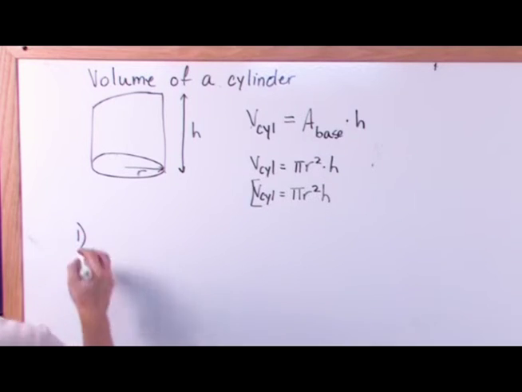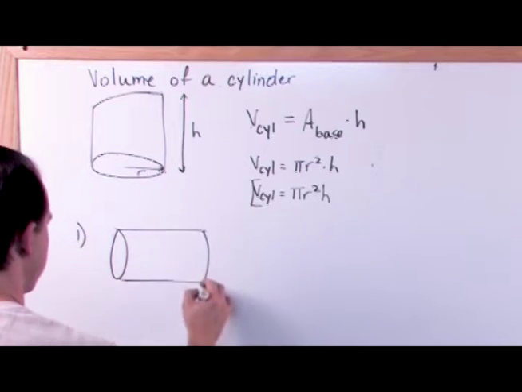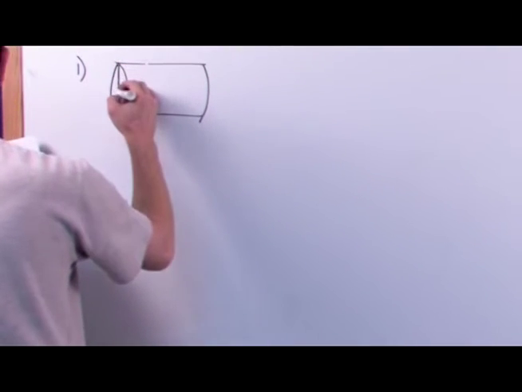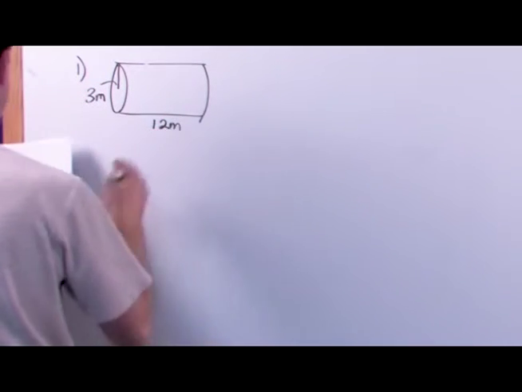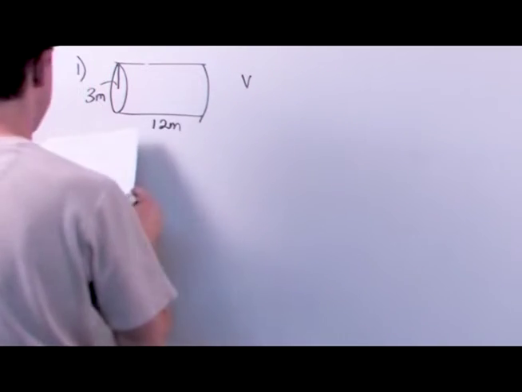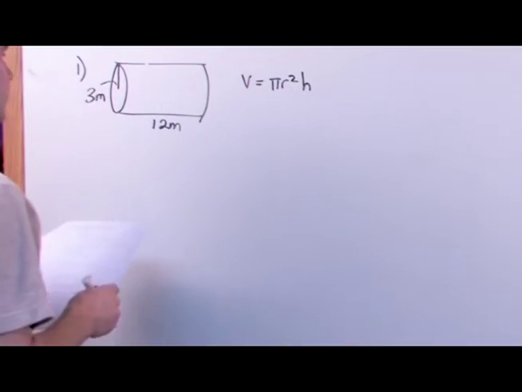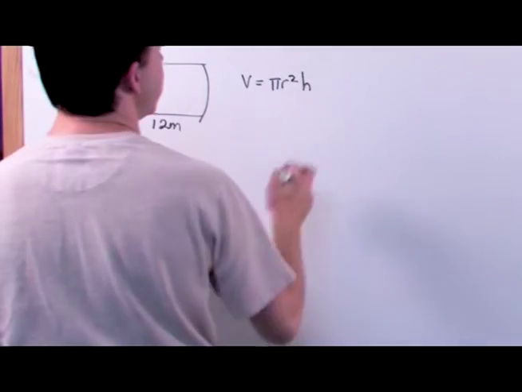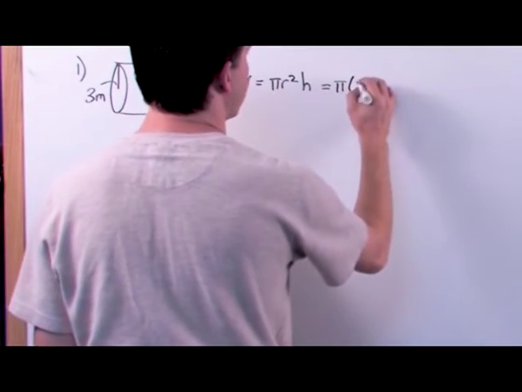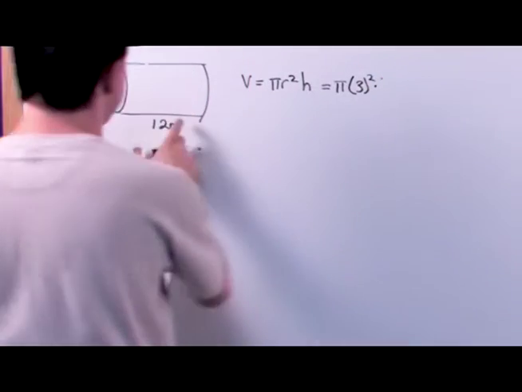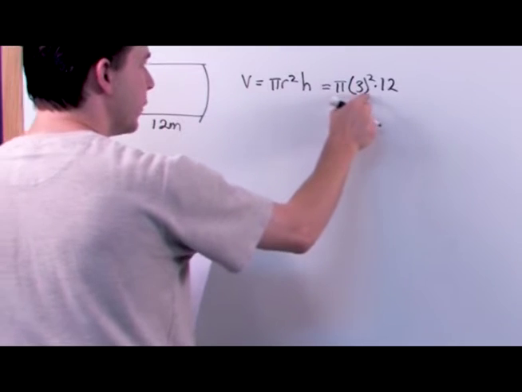So let's go ahead and work a problem. I have a cylinder on its side, and I'm given the radius, which is 3 meters, and this is 12 meters long. So the volume is simply pi r squared h, just like what we talked about right here. I'm going to plug in pi, r is 3 squared, and the height, or the length in this case of the cylinder, is 12. So it's pi r squared h.